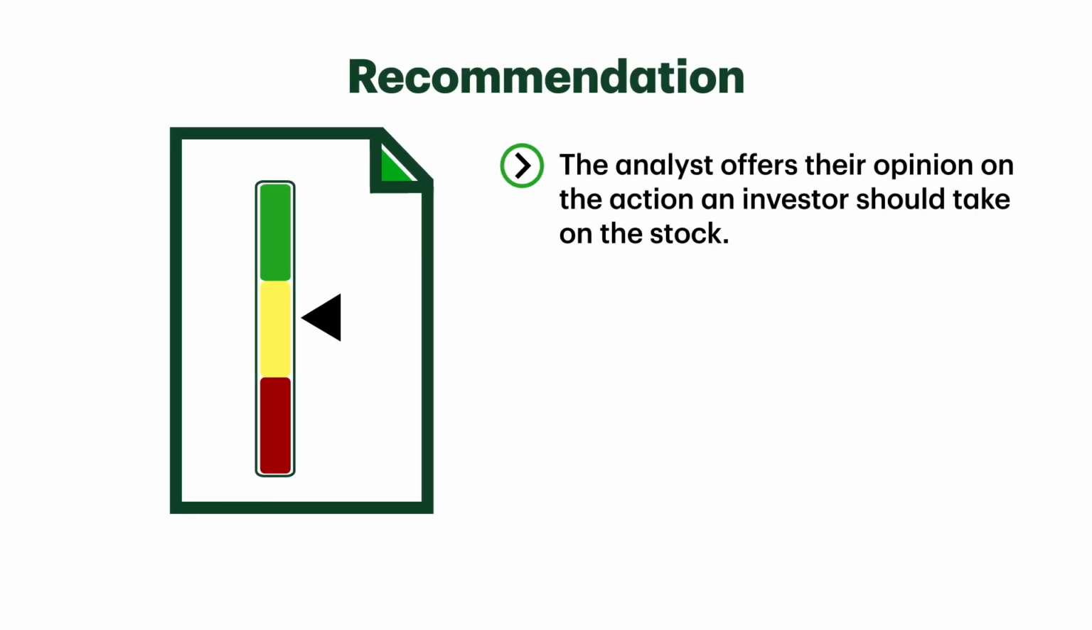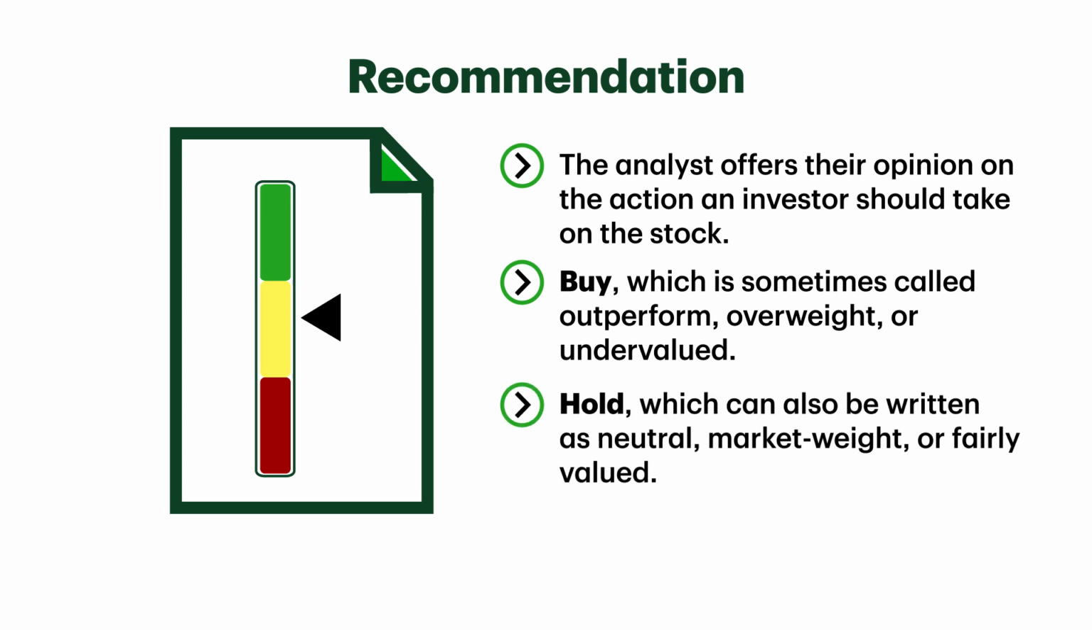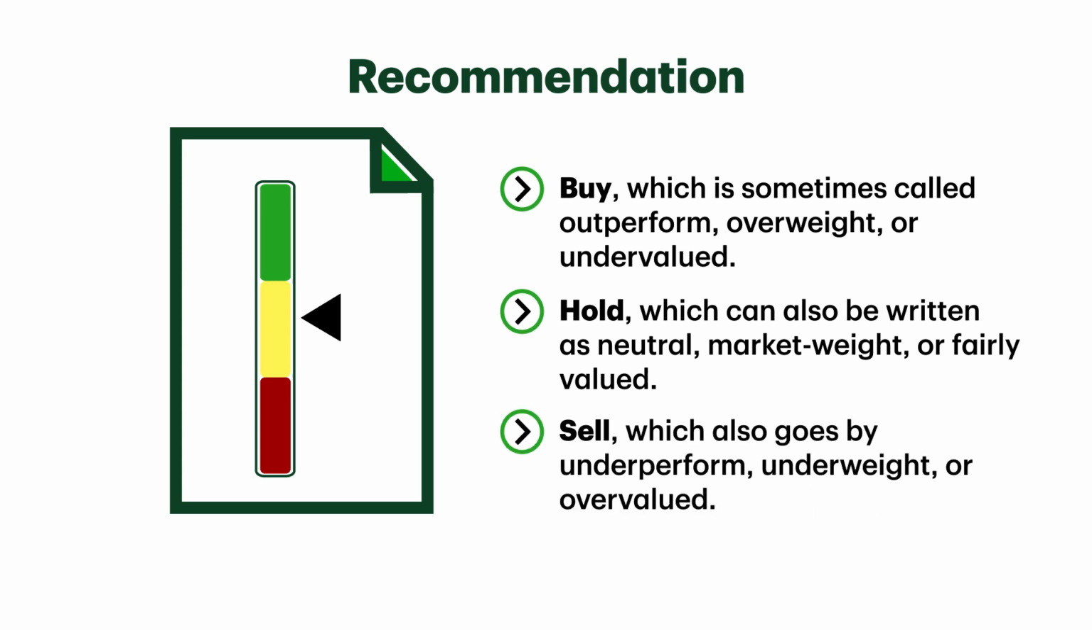This section is where the analyst offers their opinion on the action an investor should take on the stock. Buy, which is sometimes called outperform, overweight, or undervalued. Hold, which can also be written as neutral, market weight, or fairly valued. And sell, which also goes by underperform, underweight, or overvalued. Of course, some analysts use a different system, such as a letter, number, or star rating.